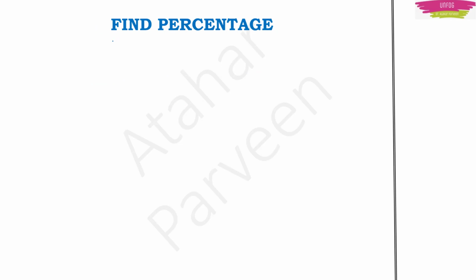Now, if they are asking you to find the percentage of a number, for example, 22% of 120, what will you do? You will write 100 in place of the percentage symbol and divide, so 22 by 100. Of means multiplication. Remember, of always means multiplication. So 22 by 100 into 120.